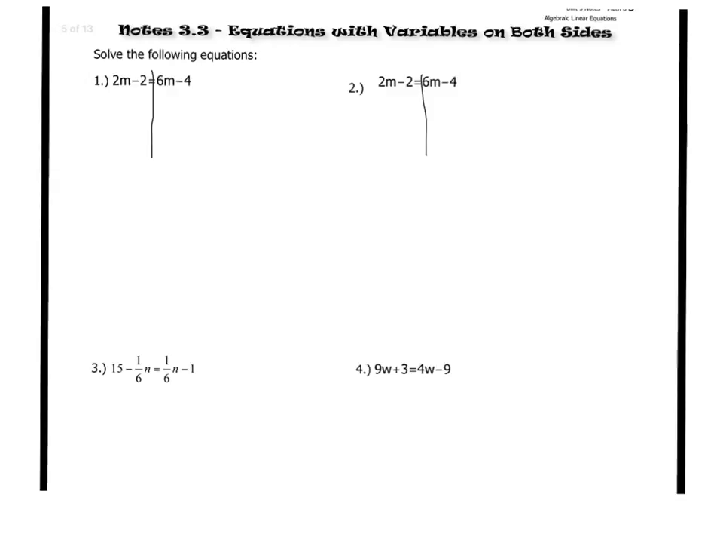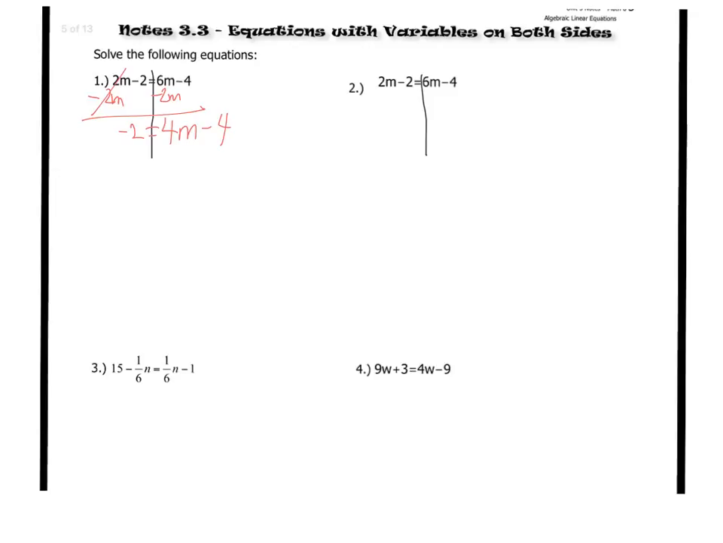So for the first part, how I normally have my students solve it is by moving the variables first and making the variables positive. So you need to see, is the variable larger on the left or is it larger on the right? Number 1, it's larger on the right. 6m is larger than 2m. So we're going to subtract 2m from both sides. Once I do that, it's gone on the left-hand side, and all we have on the left-hand side is negative 2. But now on the right-hand side, we have 4m minus 4.